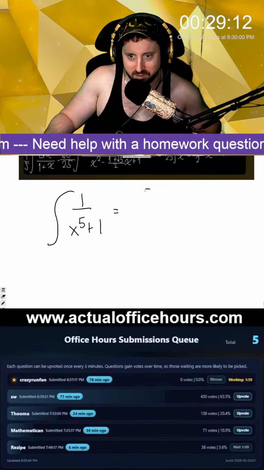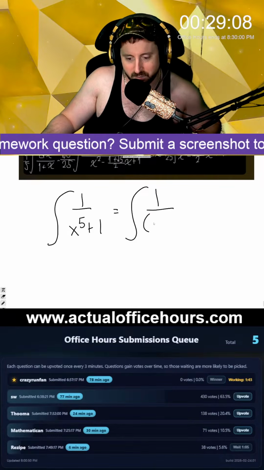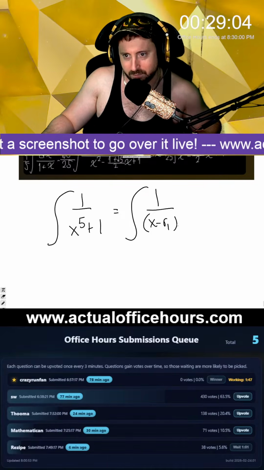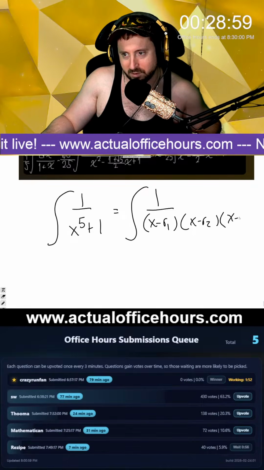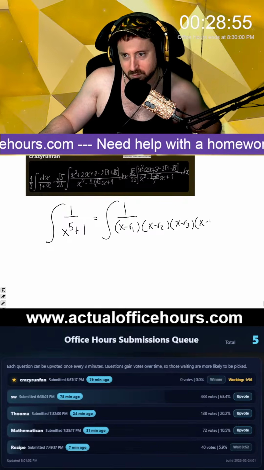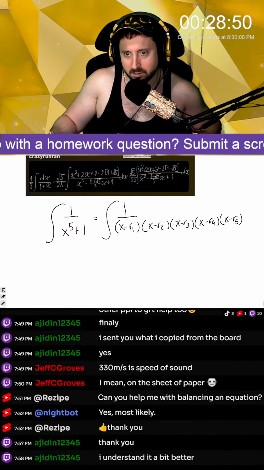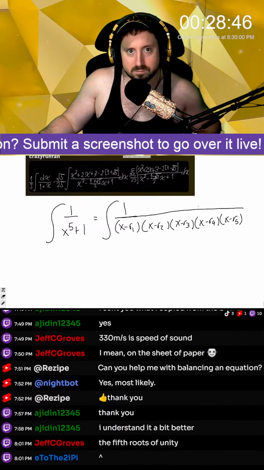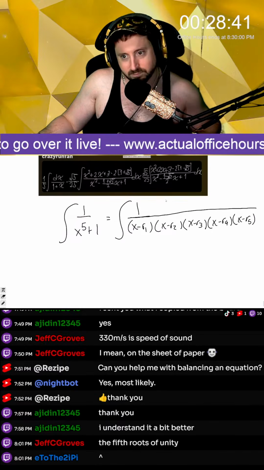I see. This is gonna be the same thing as the integral of 1 over x minus r1, x minus r2, x minus r3, r4, r5, right? Yeah, and most of them are all going to have complex values, right? But they're going to be a lot easier to evaluate.